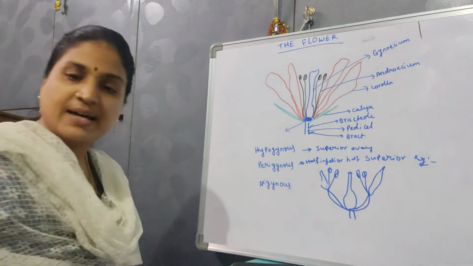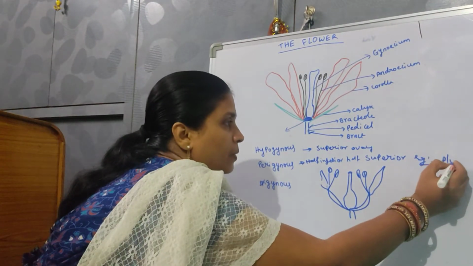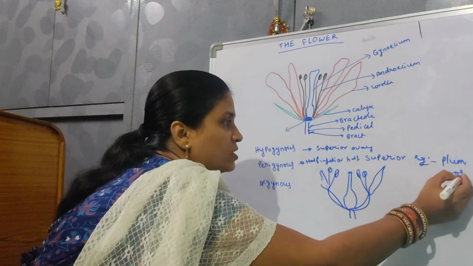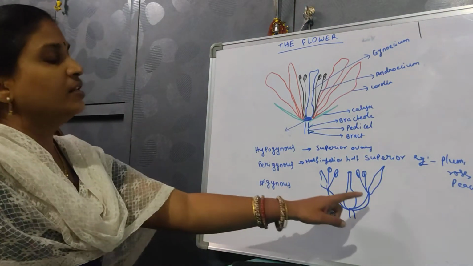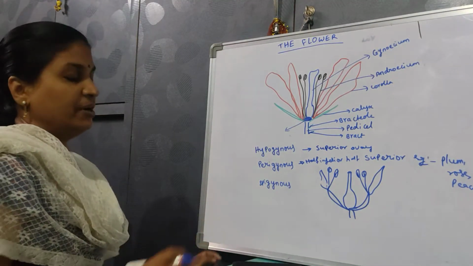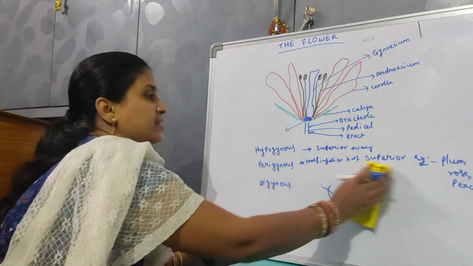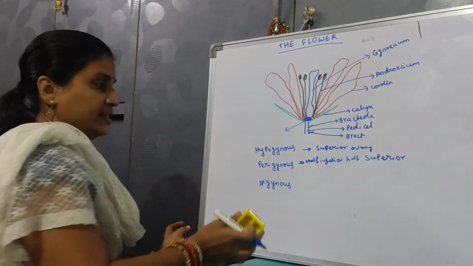The very good examples are plum, rose, and peach. From the periphery of the thalamus, the other appendages are coming. It is perigynous.